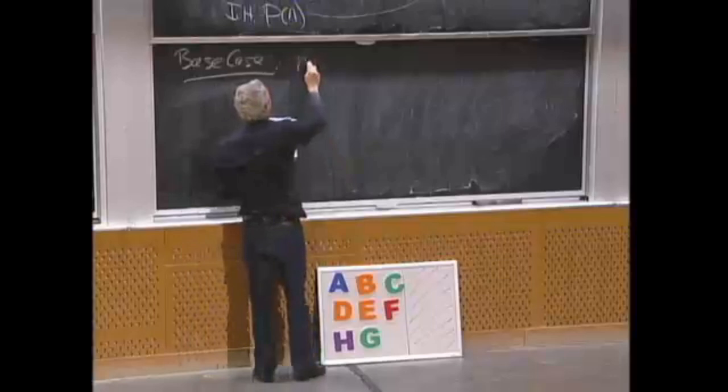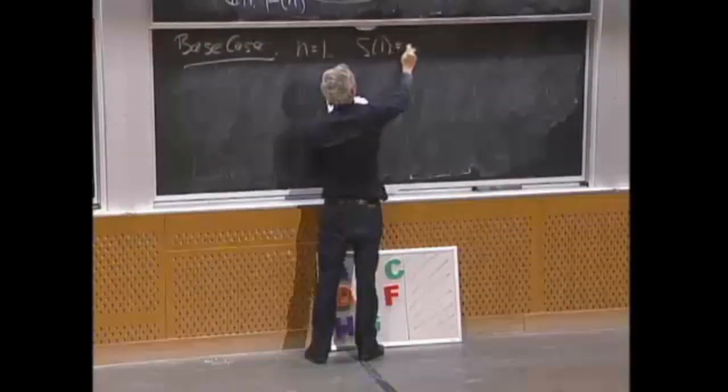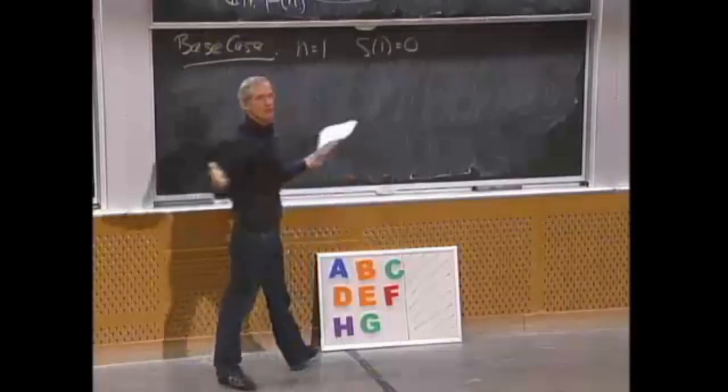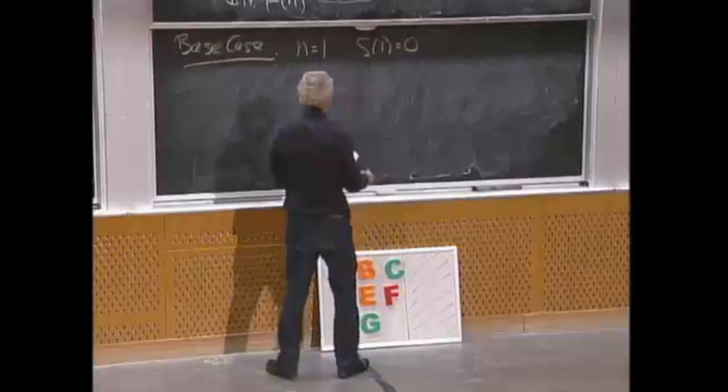So we take n equals 1, the 1 block game. S of 1 is 0. We never took a move. We never got a score. There was only 1 block. We ended before we started. So that's OK.